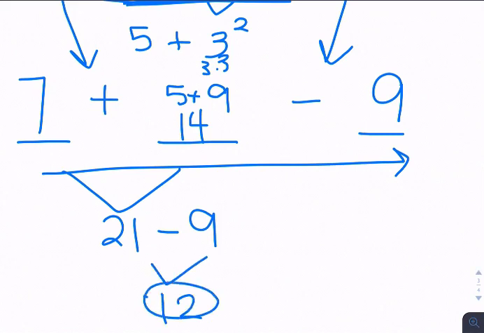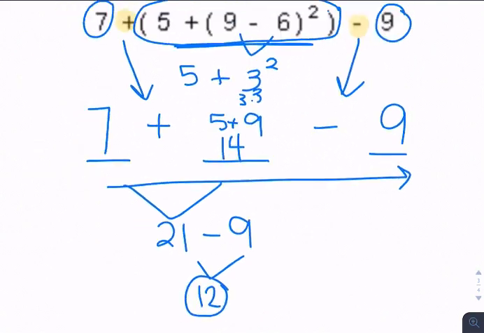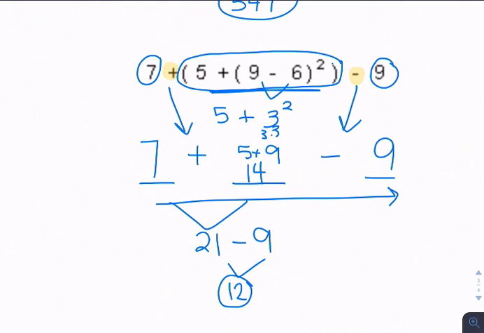is 12. It looks like negative 12. Let me fix that. There we go. So that's an example of order of operations and how we circle terms.